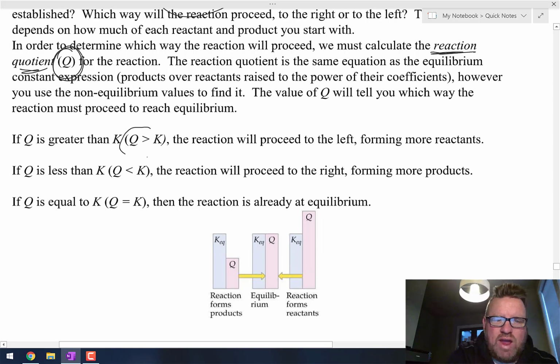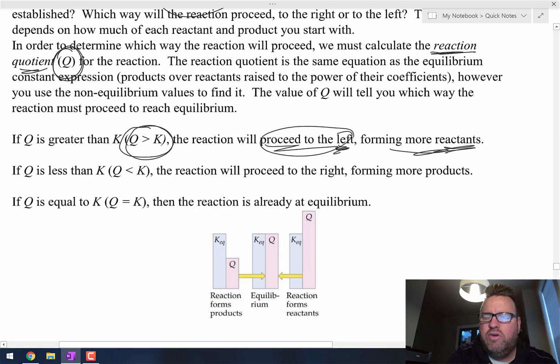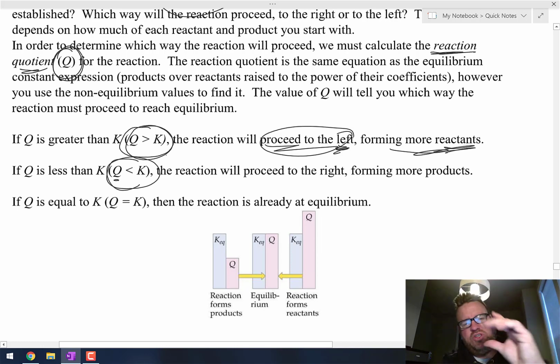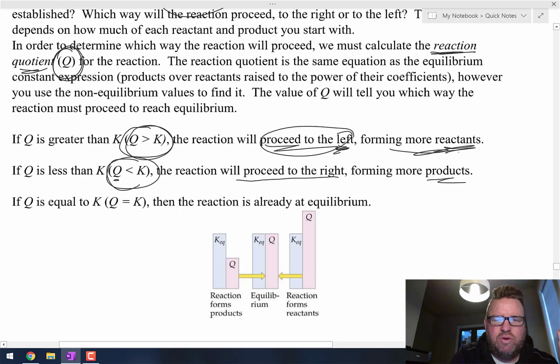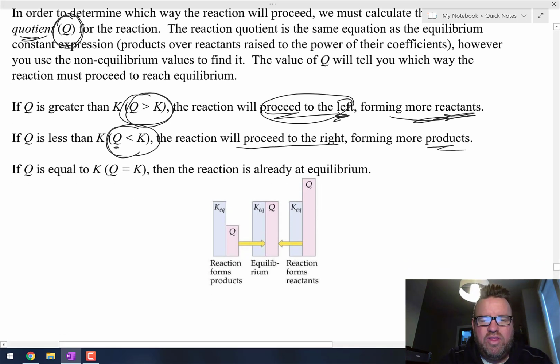Okay, if Q is greater than K, then the reaction is going to proceed to the left, and the left is the reactant side. Okay, notice that the greater than mouth is open to the left, and so it proceeds to the left, making more reactants. If Q is less than K, again, always put Q on the left-hand side. Notice the greater than is open to the right. The mouth is open to the right. The reaction will proceed to the right, which will form more products. And then, of course, if Q is equal to K, then you're already at equilibrium, and it's not going to proceed in one way or the other.